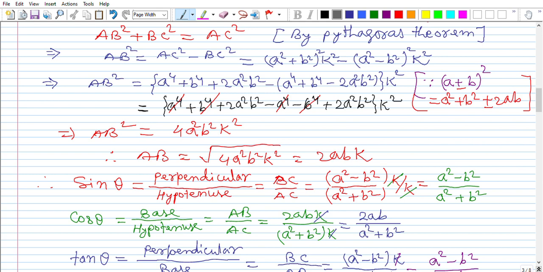After calculating, we computed sin theta as a square minus b square by a square plus b square.